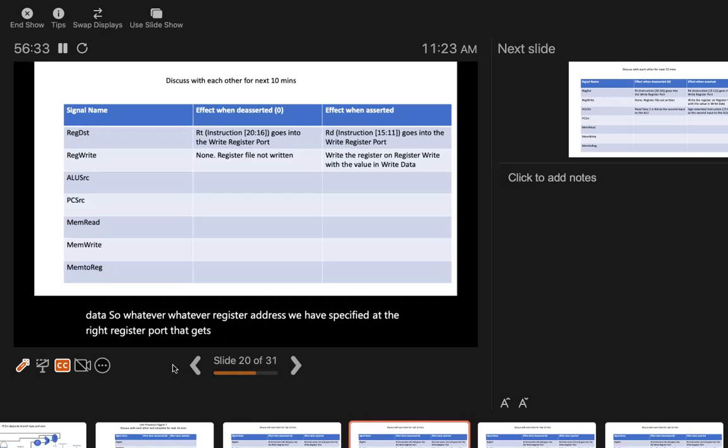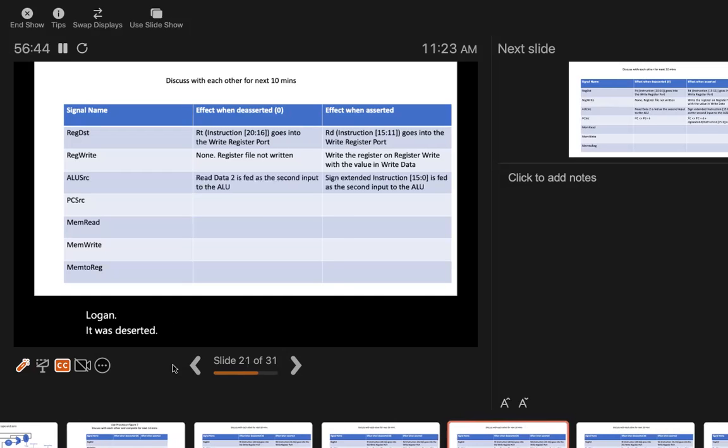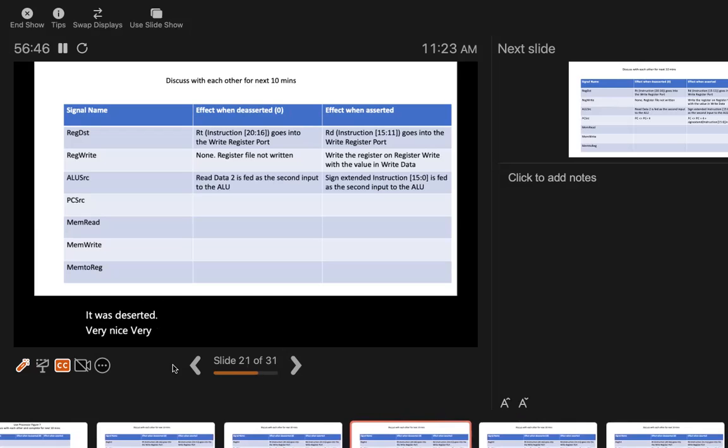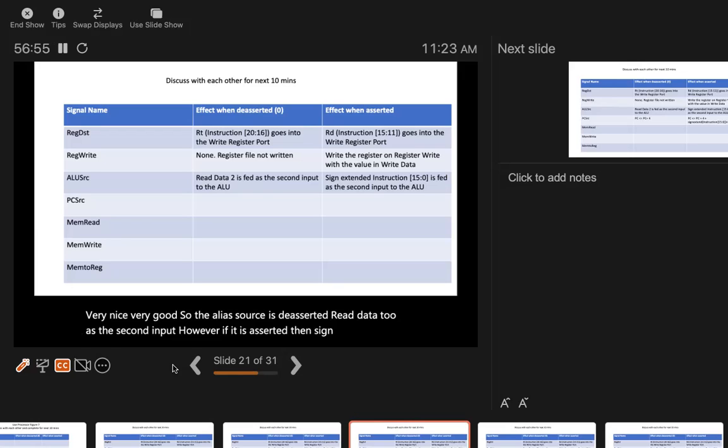Now, next, ALU source, team of Anna and Logan. If it was deasserted, then it has read data. Uh-huh. If it was asserted, it has something else. Very nice, very good. So when ALU source is deasserted, read data 2 is fed as the second input. However, if it is asserted, then the sign extended instruction is fed to the second input of the ALU.